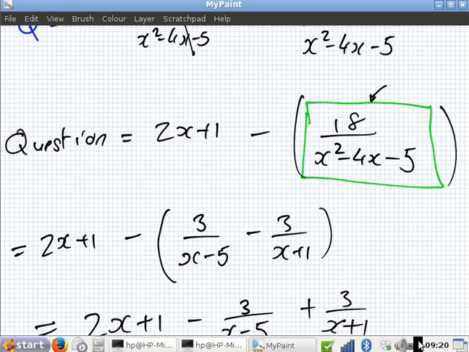Let's have a look at a trickier one. Can I scroll down? Yeah.